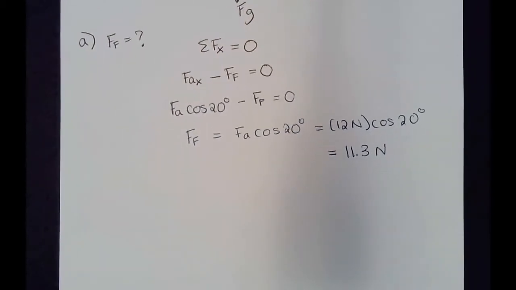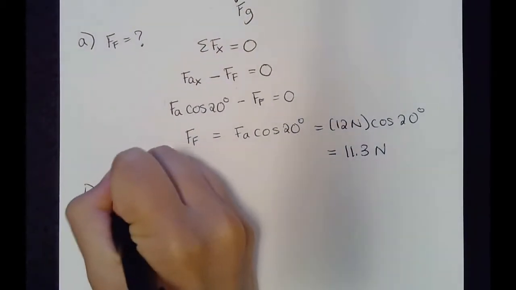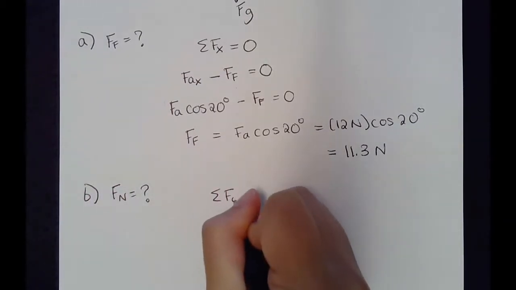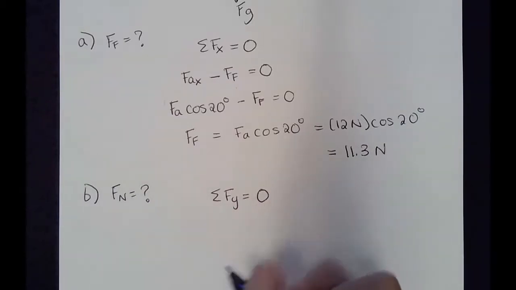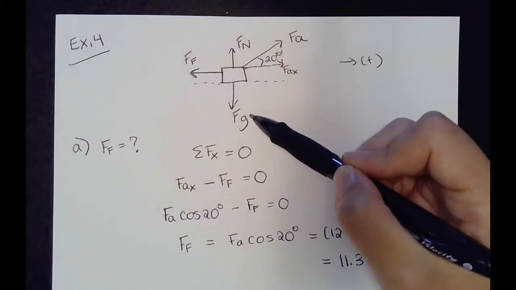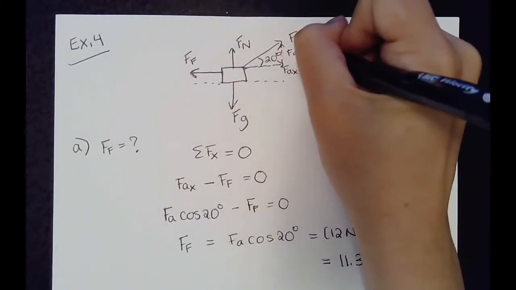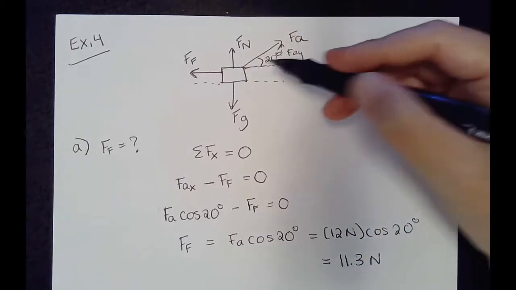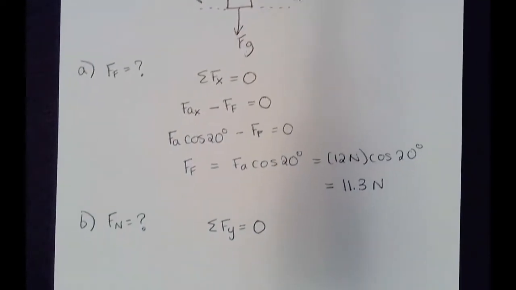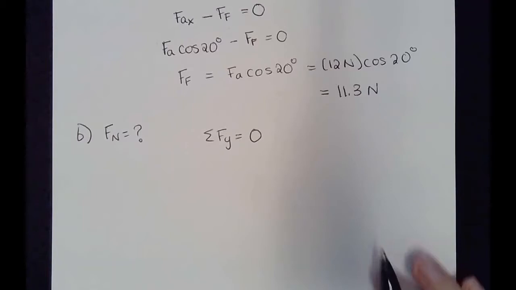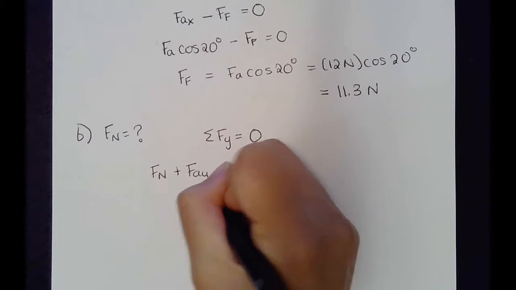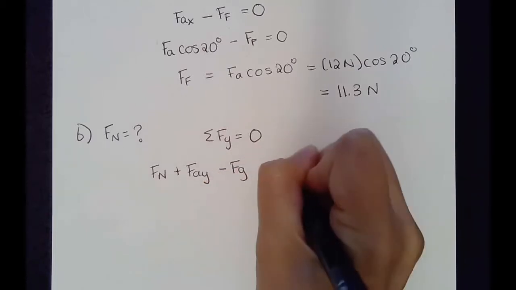All right, now in part B, we want to find the normal force. The normal force is vertical, so now let's look at the net force in the y direction equal to 0. So in the y direction, I have the normal force, I have gravity, and this vertical component, Fay, of the applied force. It's opposite to this 20 degree angle now, so I'm going to use sine for that y component. Okay, so back down here, I have Fn plus Fay minus Fg, which is down, equals 0.